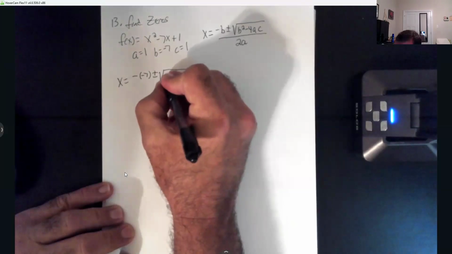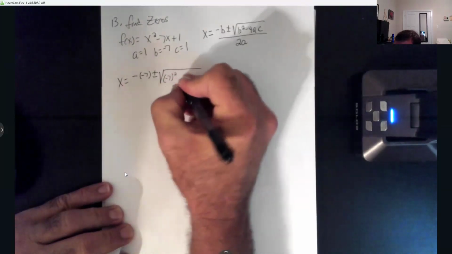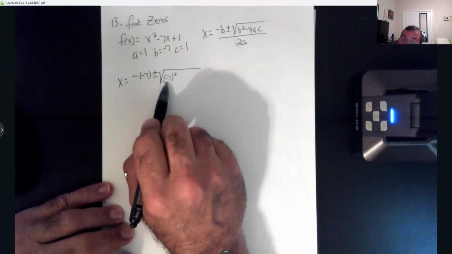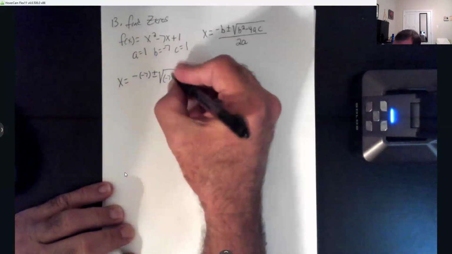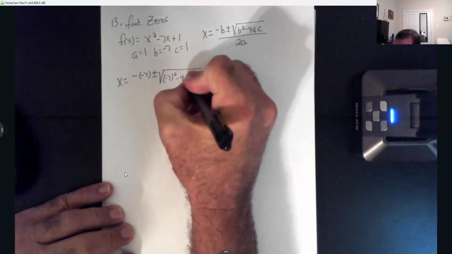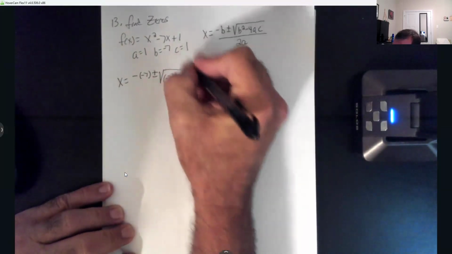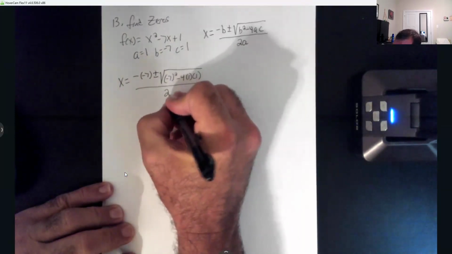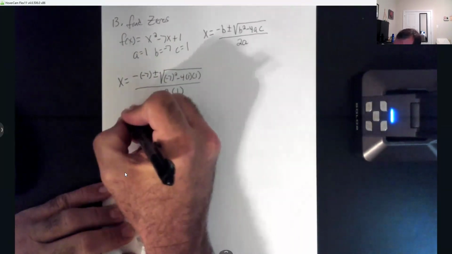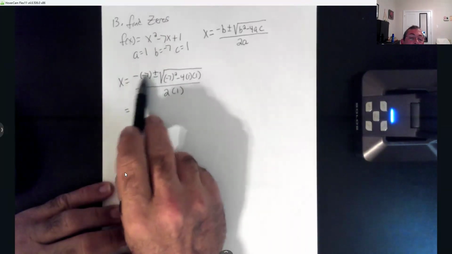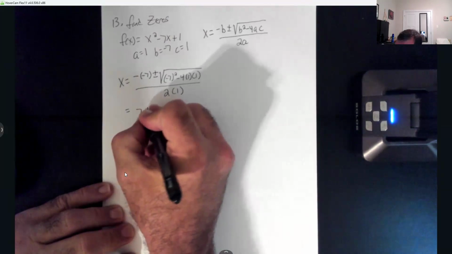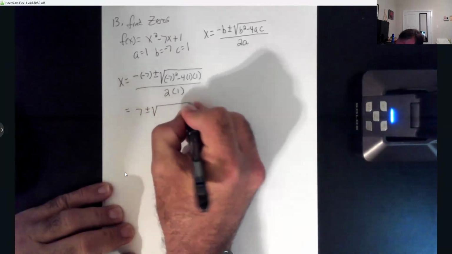All right, B would be negative 7 squared. If you've got a negative number and you're squaring it, you have to put it in parentheses also, okay? And then minus 4 times A, which is 1, and C, which is 1, all over 2 times my A, which was 1. Now, the two negatives will make that a positive 7. Plus or minus square root.